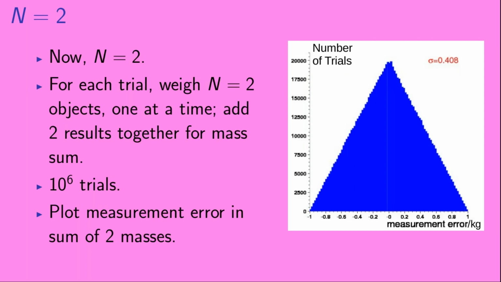Okay, next, let's look at the case n equals 2. So now, for each trial that we do, we're going to weigh 2 objects individually, one at a time, and then we're going to add the 2 masses together in order to get the mass sum. Again, we do 1 million trials, and then we plot the measurement error of the sum of the 2 masses in the plot at right.